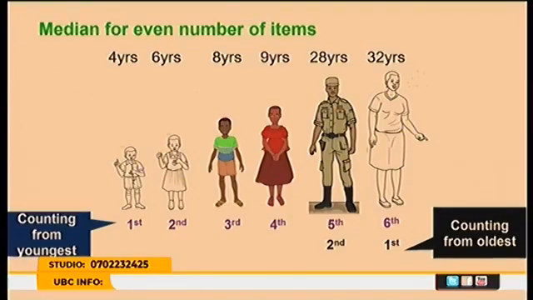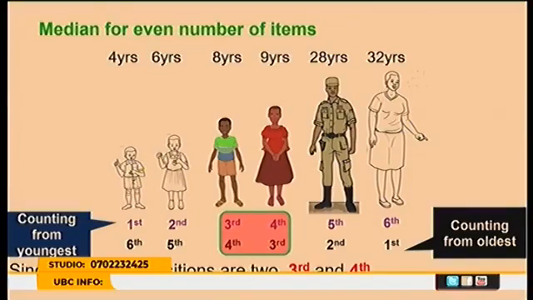The member of the family who is 28 years is the second. The member of the family who is 9 years is in the third position. The member of the family who is 8 years is in the fourth position. The member of the family 6 years is in the fifth position. The member of the family who is the youngest is in the sixth position. So depending on the order you have used, you can have our members arranged in that order.